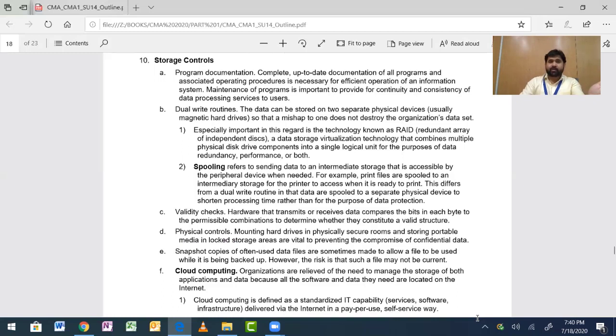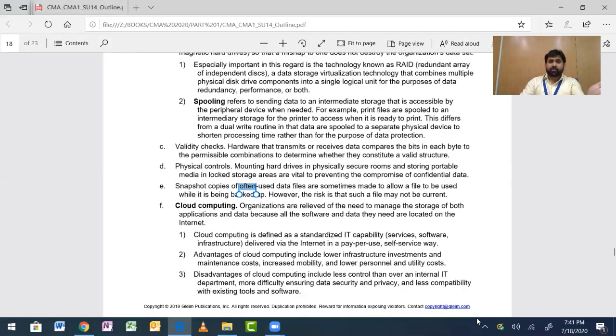Snapshot copies of often used data files are sometimes made to allow a file to be used while it is being backed up. So this is a kind of snapshot copy. When the files are being backed up, at that point of time also you can keep on using it. The risk is that such a file may not be current. Anyways, I think this is weird because if you're already backing up something, then why are you working on it?